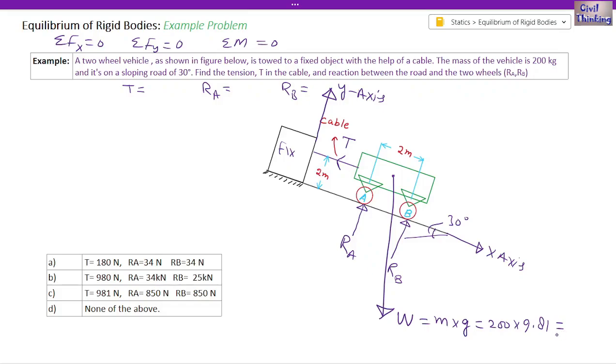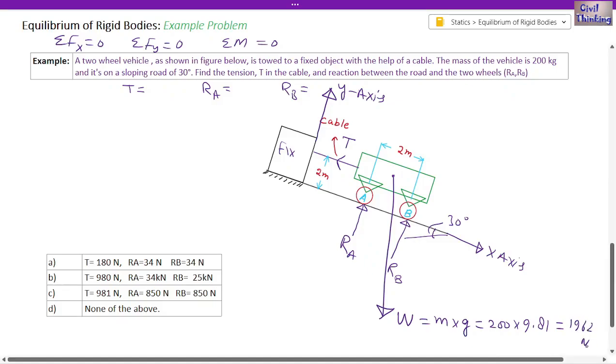Now how much is it? Let me use a calculator. 200 multiplied by 9.81 is 1962 Newtons. So we found the weight of this vehicle: 1962 N.